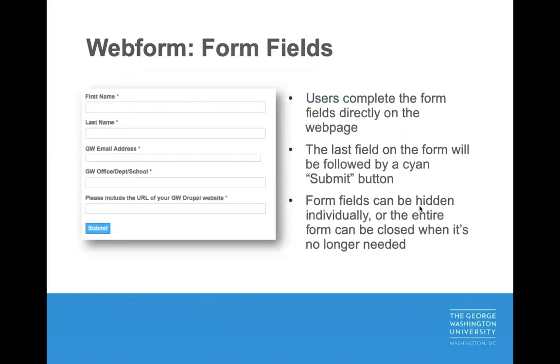With your form fields, users complete these fields directly on the web page, and then after the last form field, there will be a cyan submit button. You can have form fields that are hidden individually, and as I mentioned earlier, you can actually hide all of the form fields entirely if the form doesn't need to be public at that time. But each form field you create individually, you set up its configurations, and again, you can hide them individually if necessary. For instance, if a form field is no longer valid for whatever reason, you can hide that form field so that people coming to your form page no longer see it and are not able to fill that form field out.